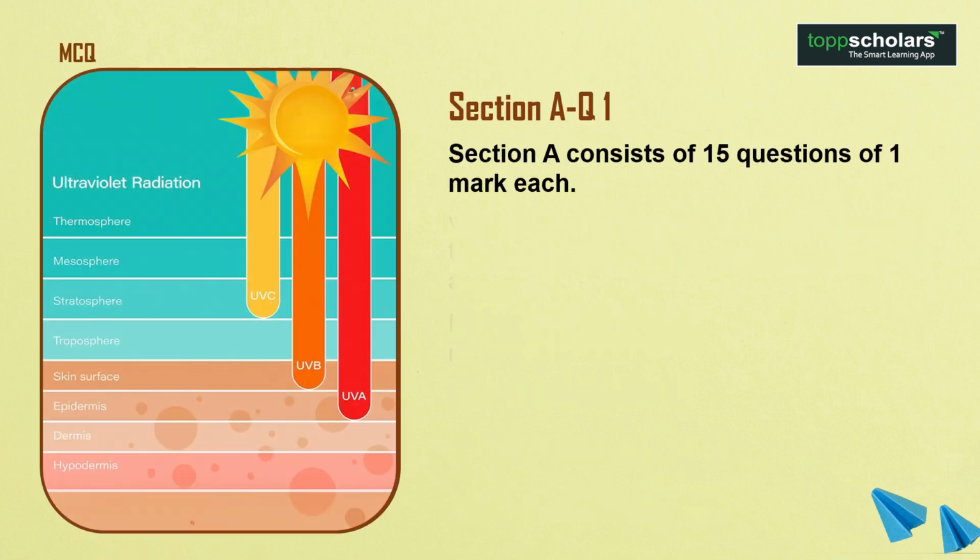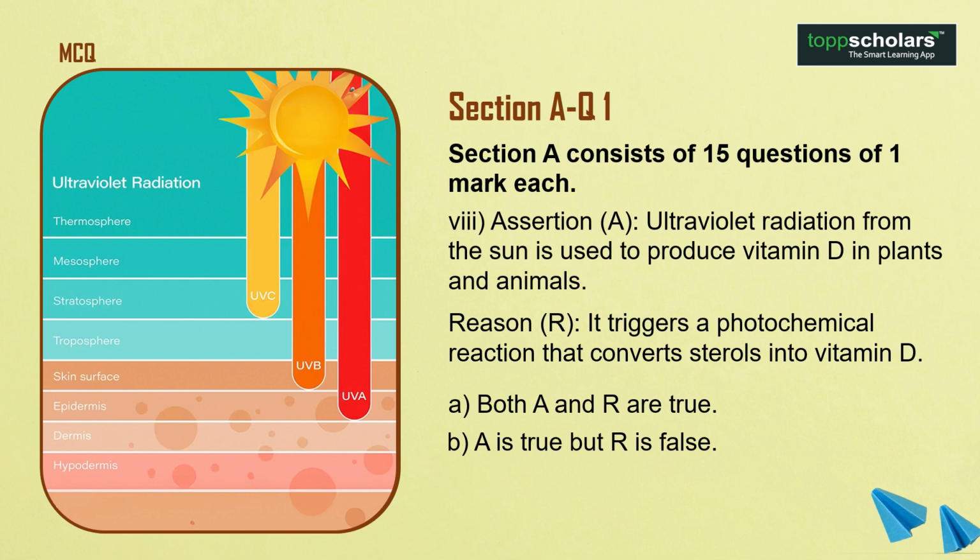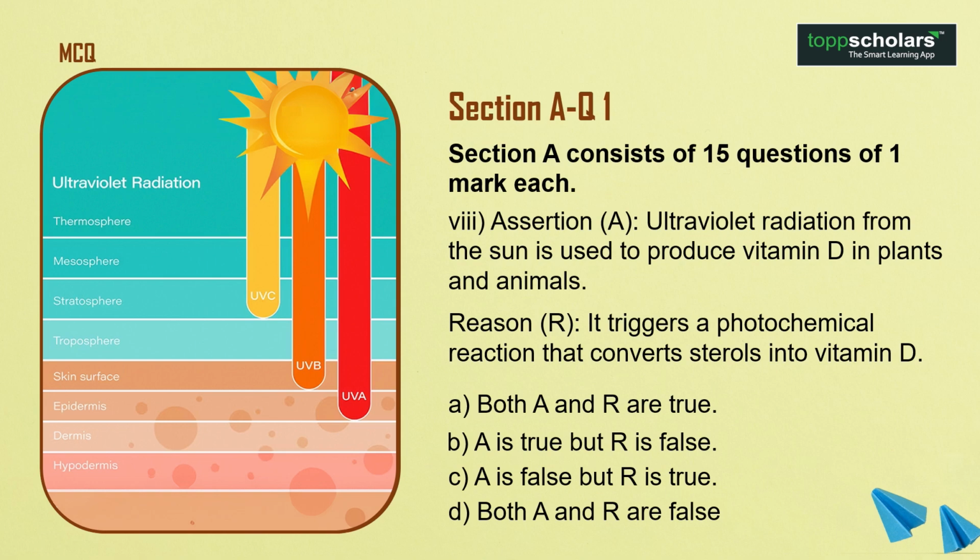Let's have a look at the 8th MCQ here, which is an assertion and reasoning based question. The assertion A says ultraviolet radiation from the sun is used to produce vitamin D in plants and animals. The reason is it triggers a photochemical reaction that converts sterol into vitamin D. So the four options are: both A and R are true, A is true but R is false, A is false but R is true, and both A and R are false.